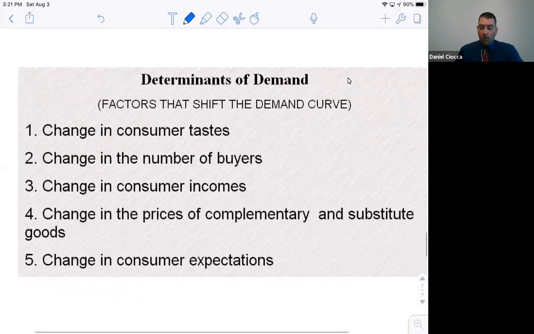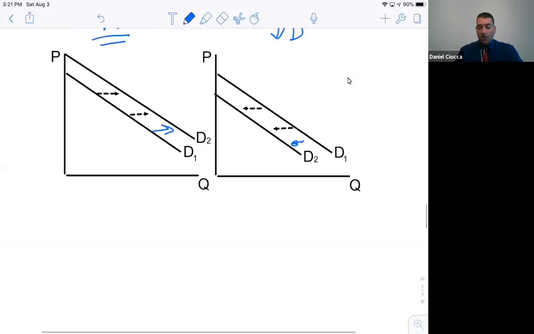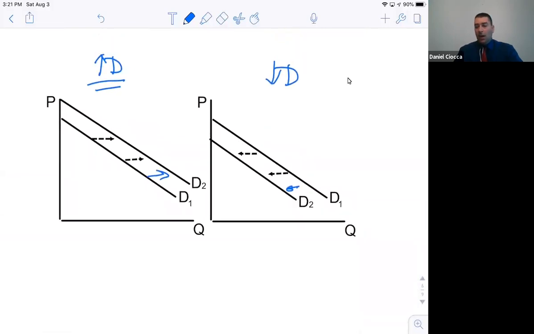So, number one, changes in consumer tastes and preferences. Well, common sense tells you that if all of a sudden it became really cool to own a particular product, consumers' tastes and preferences would make them more inclined to buy no matter what the price was, and demand would shift to the right. And as something goes out of favor, demand often shifts to the left. We call these temporary changes in consumer tastes and preferences fads.